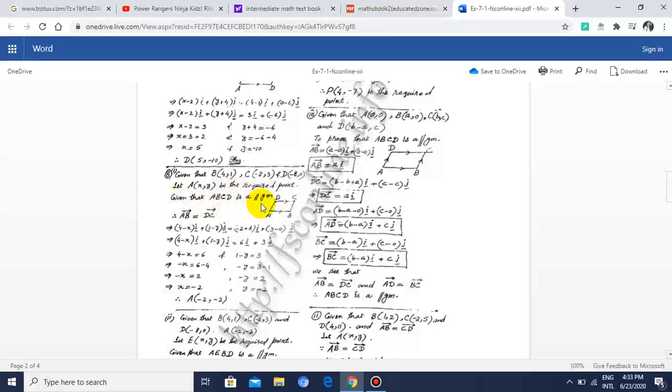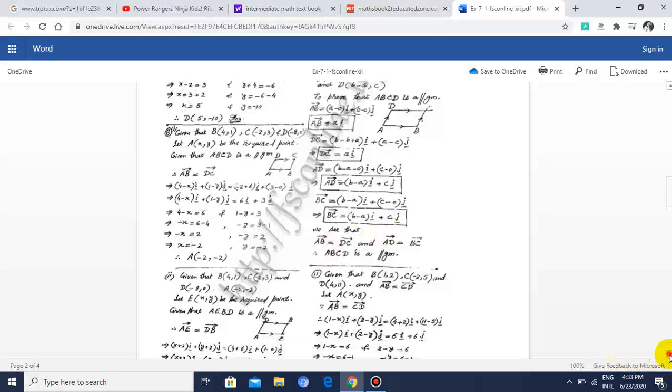Given that ABCD is a parallelogram and AB is equal to DC, from this it is clear that AB is equal to DC. By equating these vectors, we find the two coordinates, x is equal to -2 and y is equal to -2. These are the coordinates of the point A. Similarly, second part can be solved by this method.